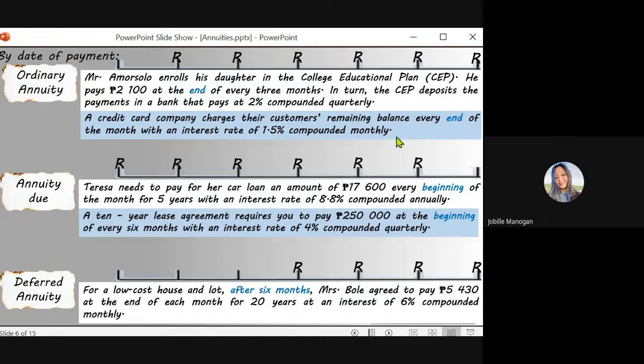A credit card company charges their customers' remaining balance every end of the month with an interest rate of 1.5% compounded monthly.